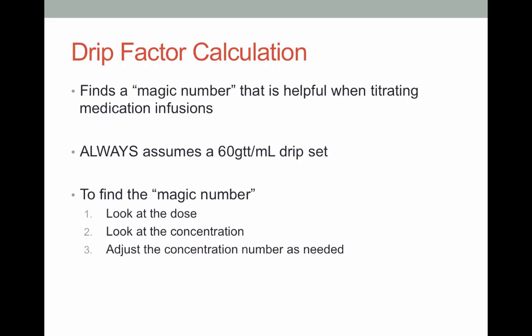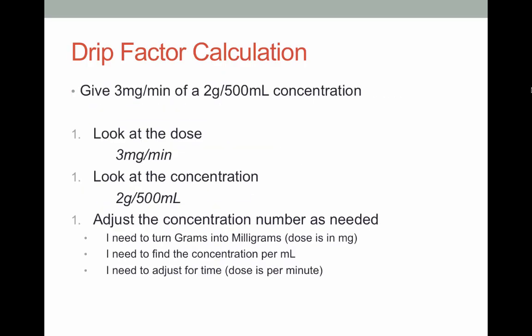So just this three-step process to find your magic number. First, we're going to look at the dose that we want to give. Second, we're going to look at the concentration that we're dealing with in the bag, and then we're going to take that concentration number and adjust it as needed relative to the units that are attached to our dose. So what the heck do I mean when I say we're going to adjust the concentration number as needed relative to my dose units?